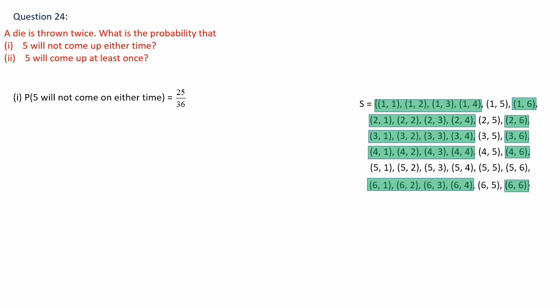But next question, 5 will come up at least once. Minimum 1 five should be there. That is quite simple. See, unshaded ones you can check. In unshaded ones there is a 5. Minimum 1 five is there. Here 2 fives also are there. That is not a problem. So total 1 2 3 4 5 6 7 8 9 10 11. So probability of 5 coming up at least once is 11 divided by 36, because unshaded is 11. That is our favorable one.